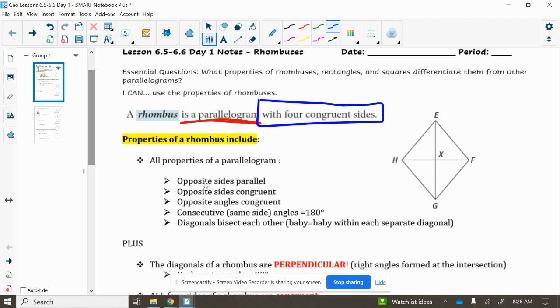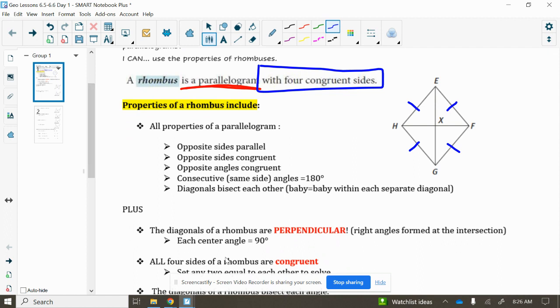So all of our properties of a parallelogram apply to our rhombus as well, but we also now can say that not only are the opposite sides congruent, all 4 sides are congruent. So beyond those parallelogram properties, again, all 4 sides of our rhombus are congruent.